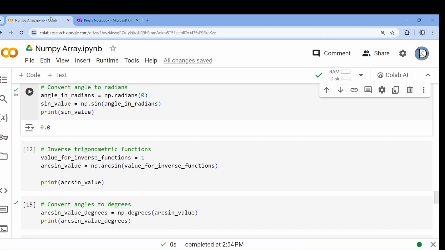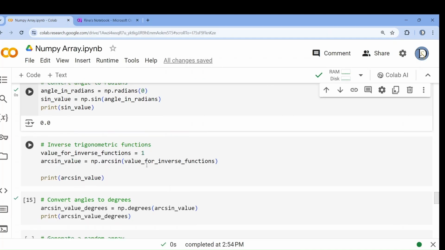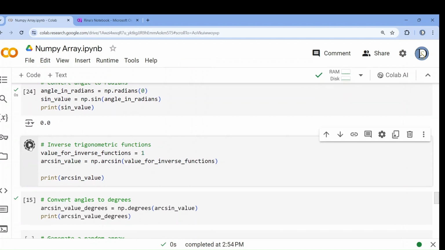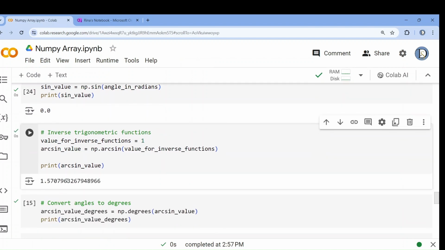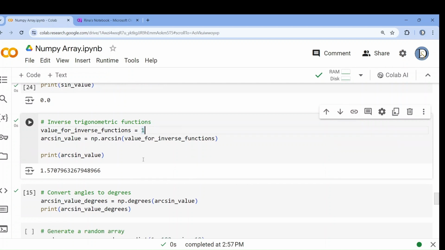Fine, let me run this one. See here, I have taken 1. I want the value. 1.57. Okay. So, which function do you need to do these things? Arc sine. Simple, put the arc sine function and give the value you want to know. Then it will give you the radian value. Fine. No issues with that.